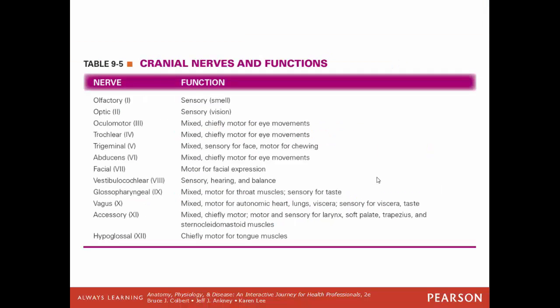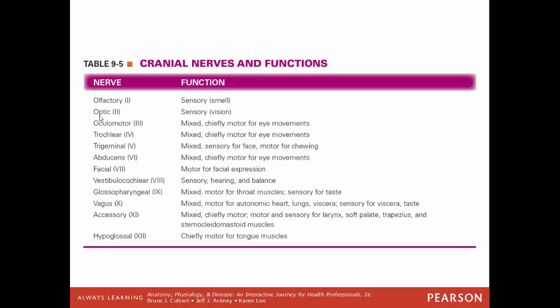Now, here are the formal names of each of the 12 cranial nerves. These are also pairs, so there's a left and right for each of these, and what their main functions are. They are always written by their Roman numeral. So cranial nerve number 1 would be capital letter I for the Roman numeral 1. Number 10 would be X, because that's the Roman numeral for 10.